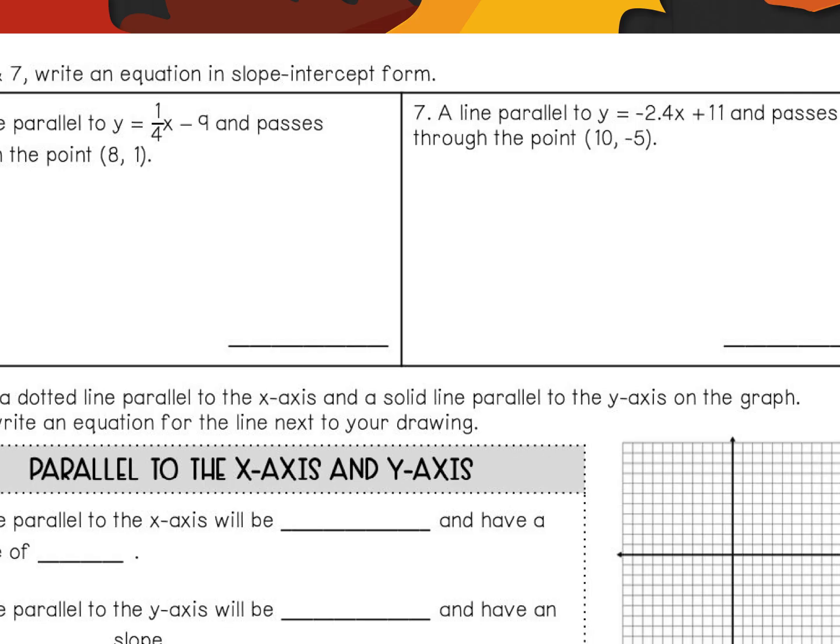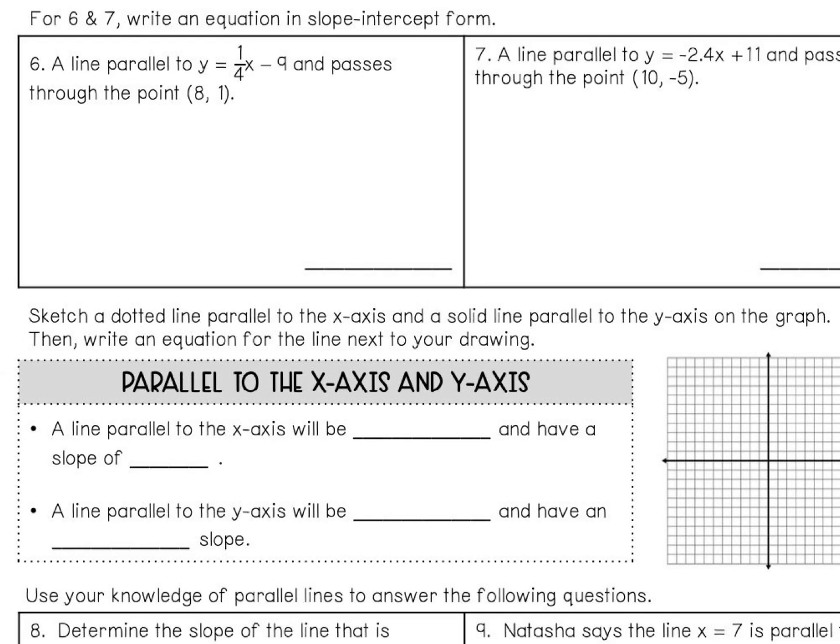A line parallel to y equals 1/4 x minus 9, and goes through (8, 1). So now I am not giving you the y-intercept coordinate. I am giving you just a random x, y coordinate. Now, if it's parallel, what do we know about the slope? The slope needs to be what? The same. So now I have a slope and I have a point. Do we not know how to do that? If I have a slope and a point, then I am using point slope format.